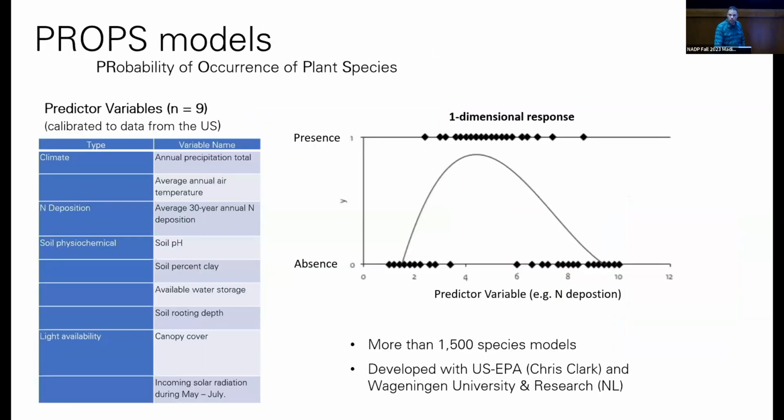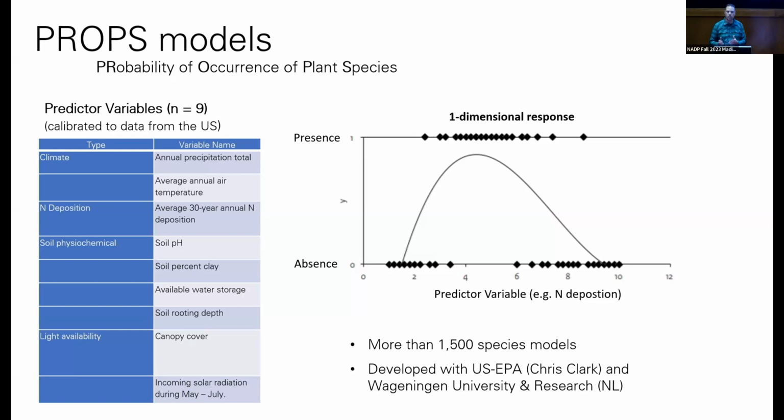So we used what we call the PROPS models to evaluate vegetation response. The PROP stands for the probability of occurrence of plant species. So it's effectively a logistic regression model. We have 9 variables in the model. We have aspects of climate, N deposition, soil characteristics, light availability, so mostly the primary drivers of plant occurrence. And we have presence-absence data from complete vegetation surveys from around the country.